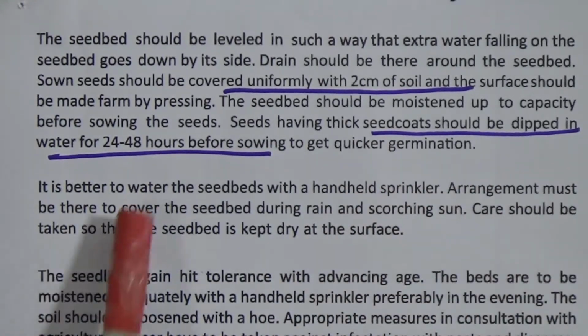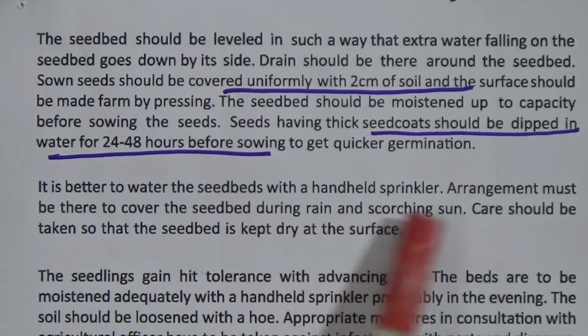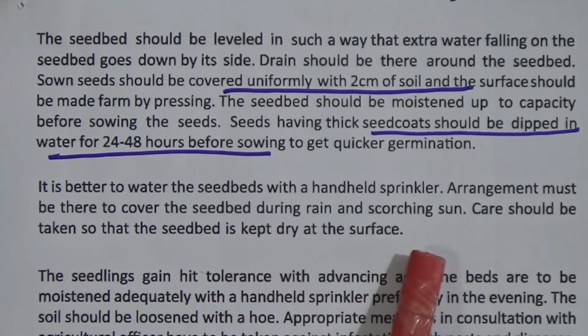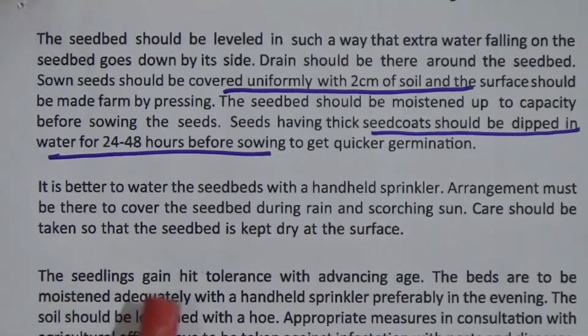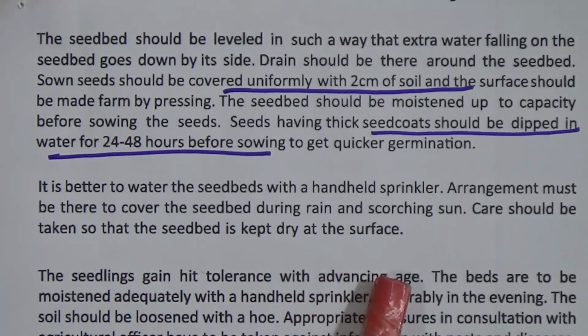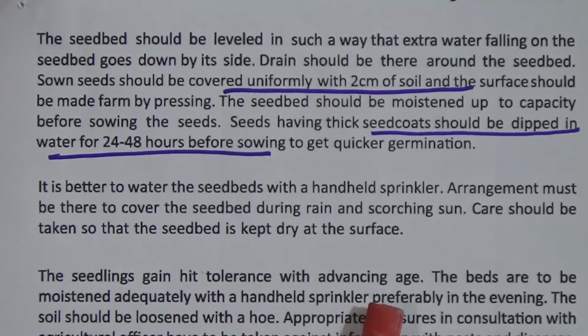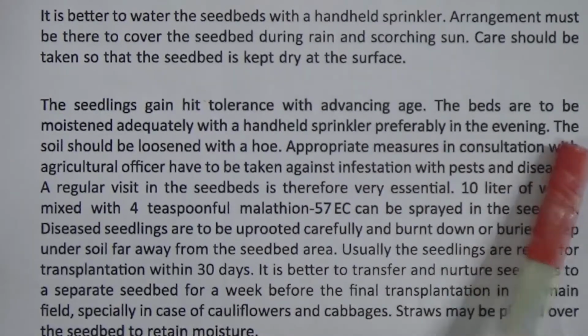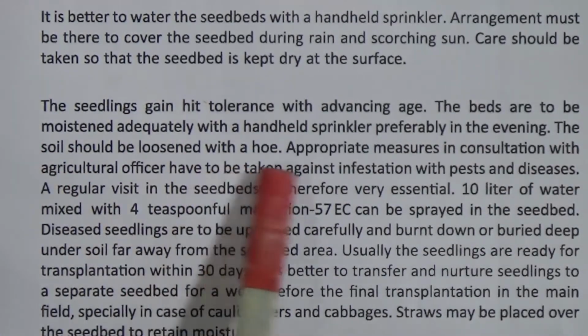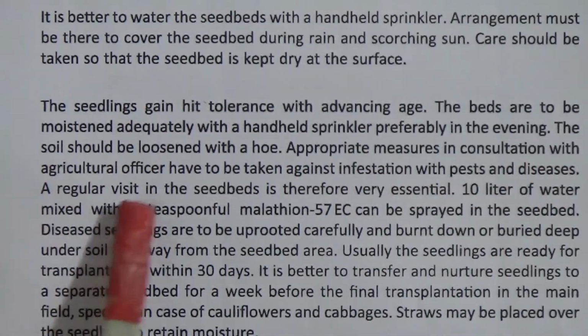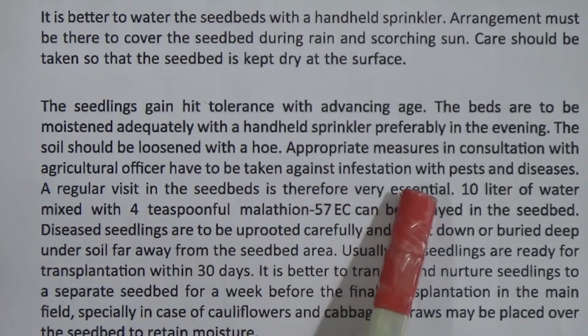Arrangements must be made to cover the seedbed during rain and scorching sun. Care should be taken so that the seedbed is kept dry at the surface. The seedlings gain heat tolerance with advancing age. The beds are to be moistened adequately with a handheld sprinkler, preferably in the evening. The soil should be loosened with a hoe. Appropriate measures in consultation with an agricultural officer have to be taken against infestation with pests and diseases. A regular visit to the seedbeds is therefore very essential.